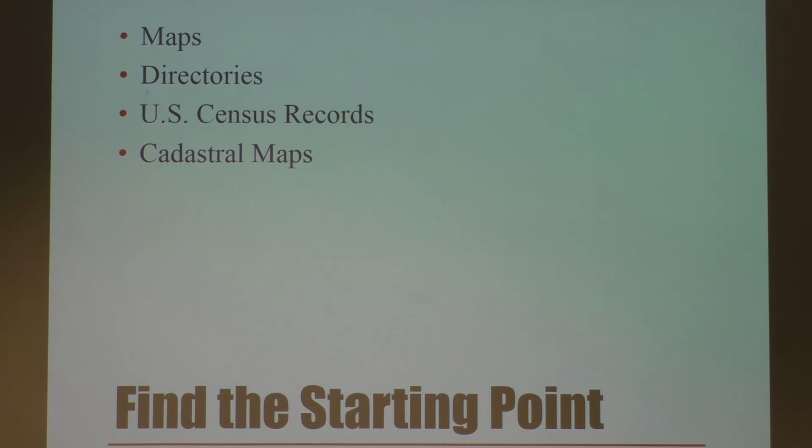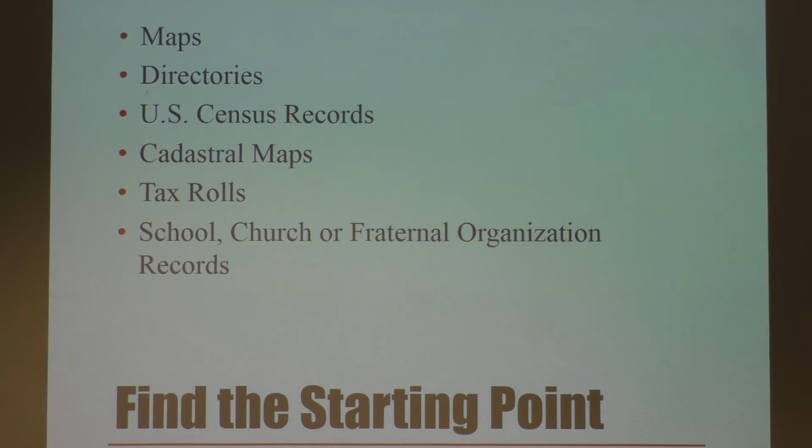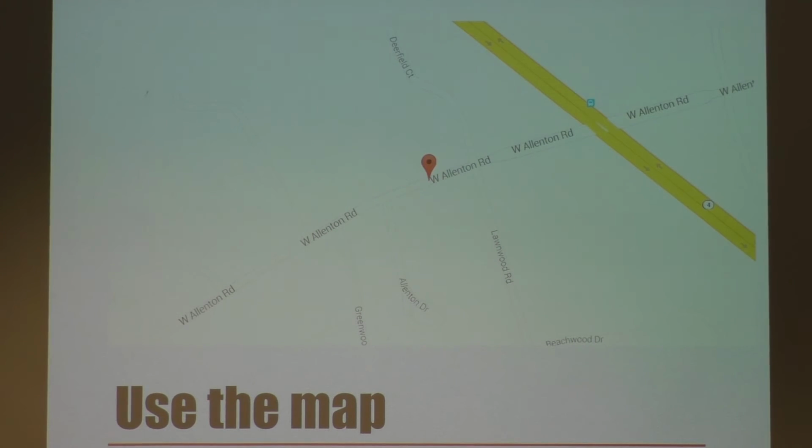There are what are called cadastral maps. Those are maps created for tax purposes, and they also go back way back in time. Tax rolls will sometimes give you more information about the location of the property. School, church, fraternal organization records, deeds, all of that helps.